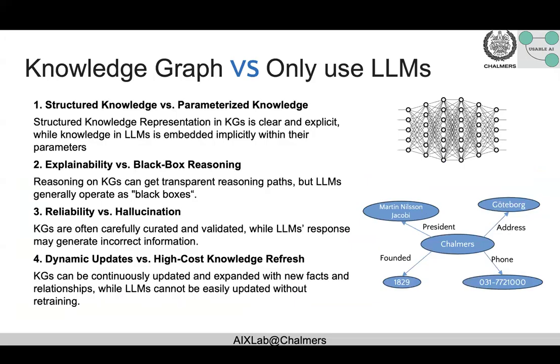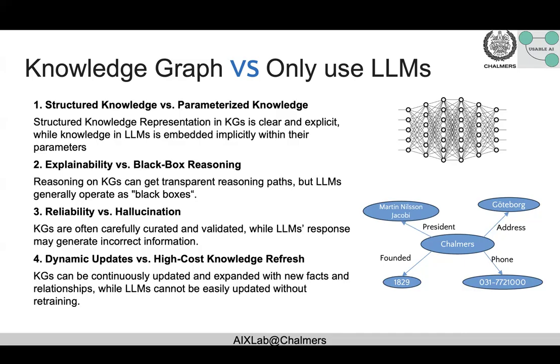Nowadays, a large language model is used everywhere, but compared with only using a large language model, there are a lot of advantages to utilizing the knowledge graph. First, the knowledge stored in the knowledge graph is structured. It's clearly explicit, so we know what kind of knowledge is stored in the knowledge graph. But for a large language model, the knowledge is stored in its parameters, so we don't know what kind of knowledge it has.